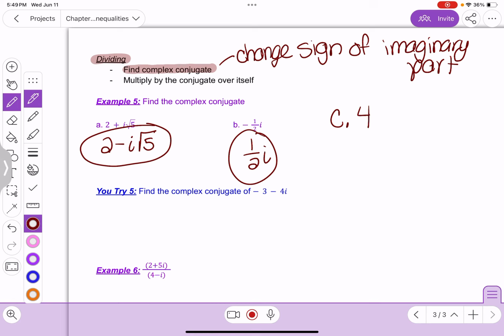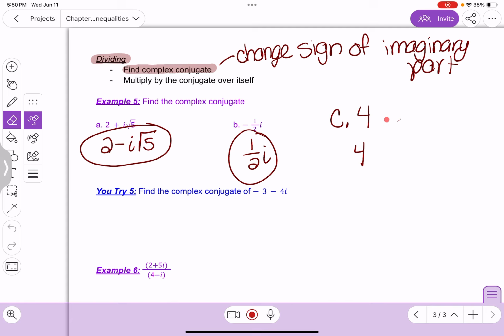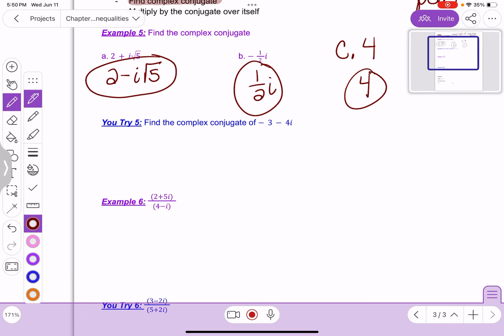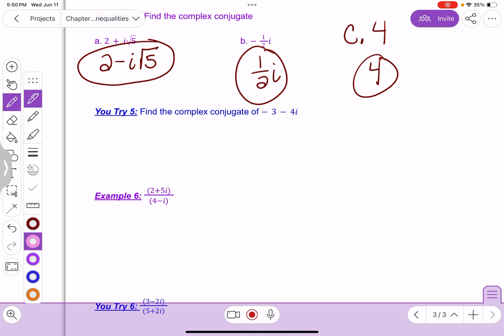So let's add this. What if it was 4? 4 is a real number. So the imaginary part is like 0. So the complex conjugate is still 4. You just don't change anything because the imaginary part's still 0. So pause the video and try that one. So it just becomes negative 3 plus 4i.